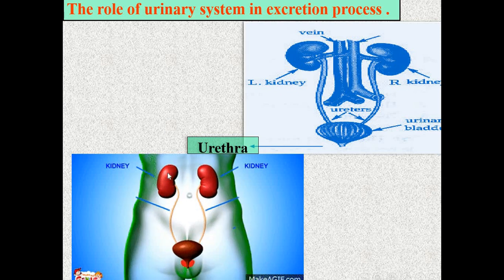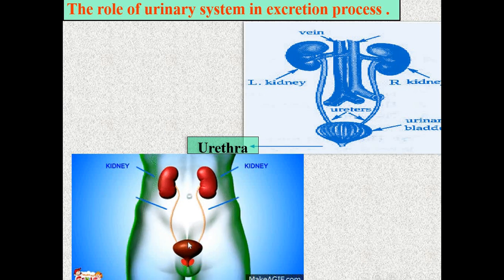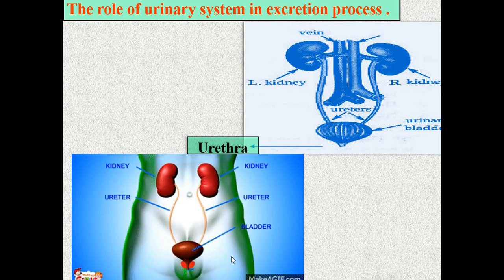Two kidneys, you see these two bean-shaped organs that are red in color and found on both sides of your vertebral column from your back, in the abdominal cavity. We have 2 kidneys, 2 ureters, a urinary bladder, and a urethra. This is your urinary system.